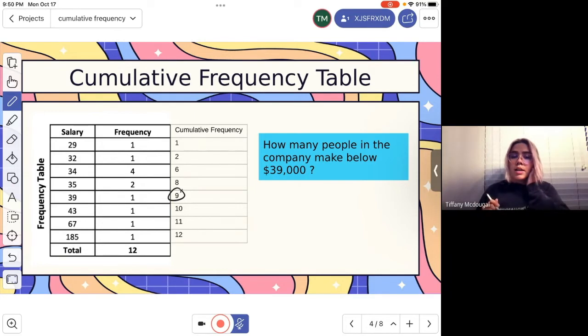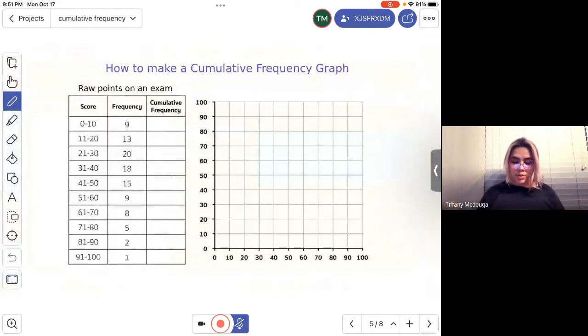9. Now let's look at how we can take these numbers from the table and make a graph out of that. Because with the graph, we can be a lot more visual. So here's a different data set. This looks like raw points on an exam. We're going to talk about how we can take this table and turn it into a cumulative frequency graph.